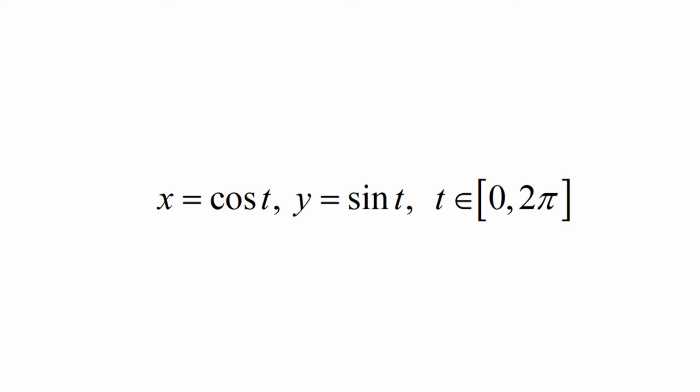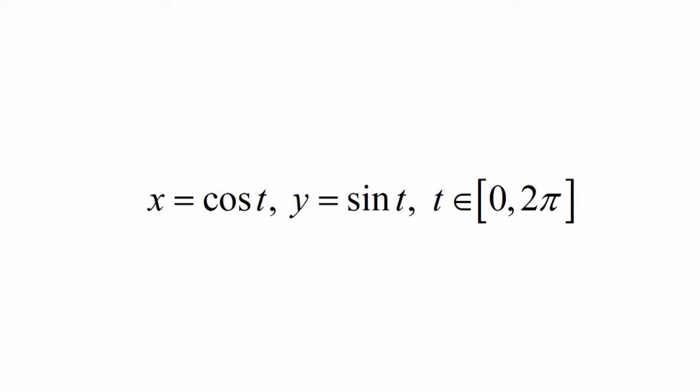We know that the parameterization x is equal to cos t and y is equal to sin t, where t varies over the closed interval 0 to 2 pi, represents the unit circle. It traces the unit circle in the counterclockwise direction. The unit circle has parameterizations other than this.